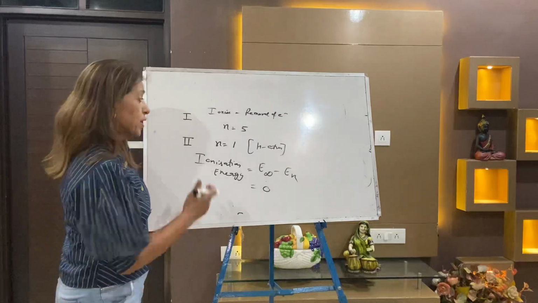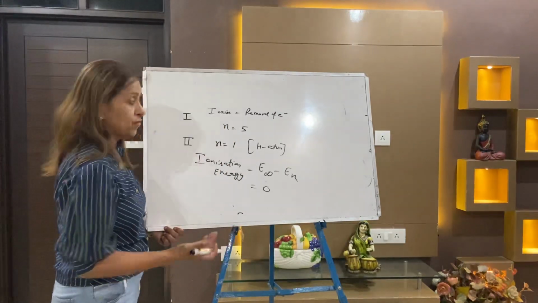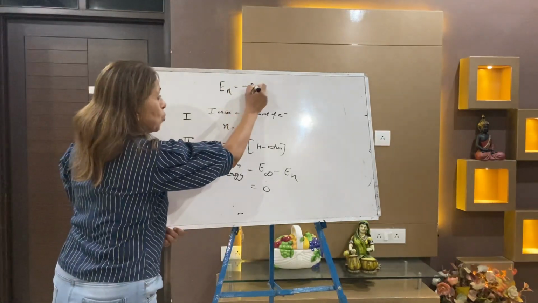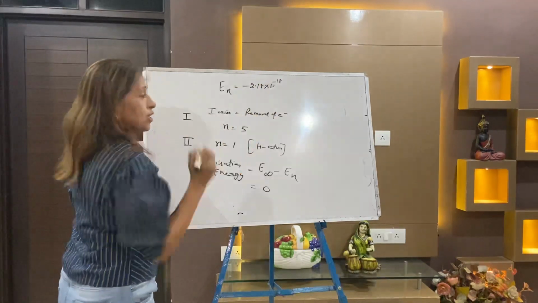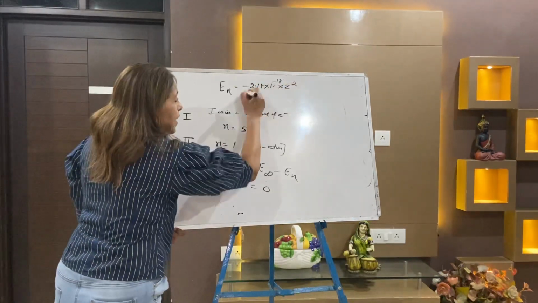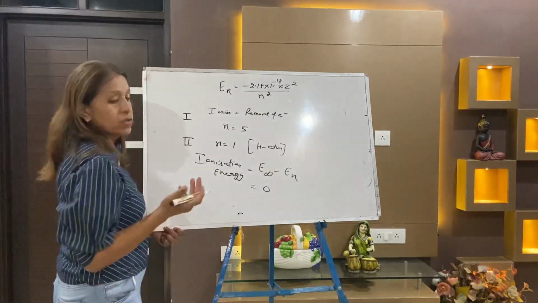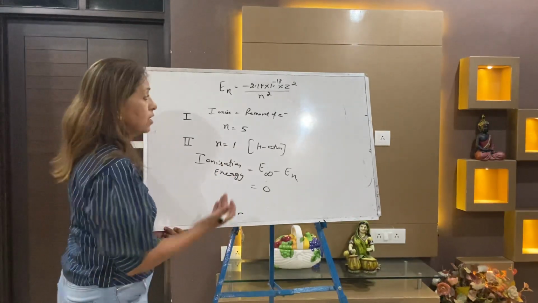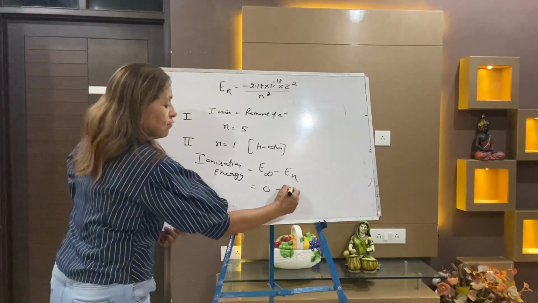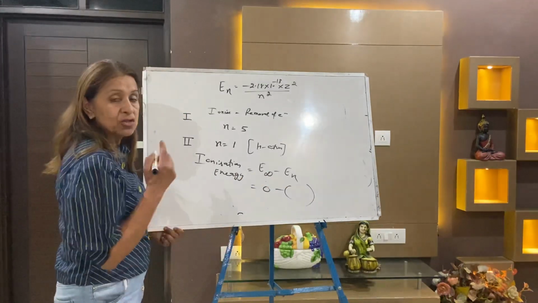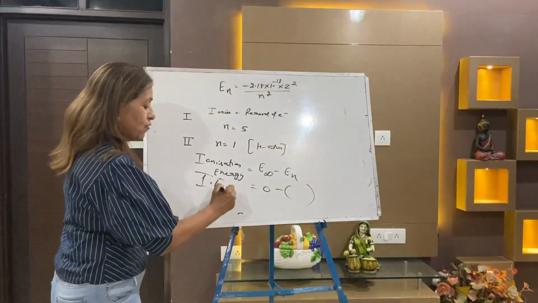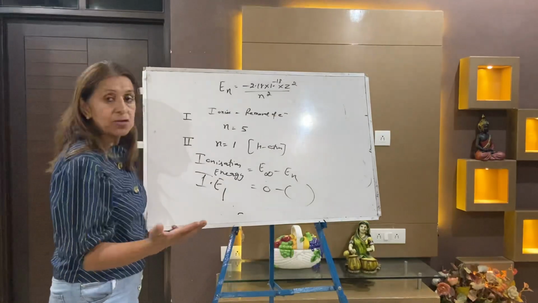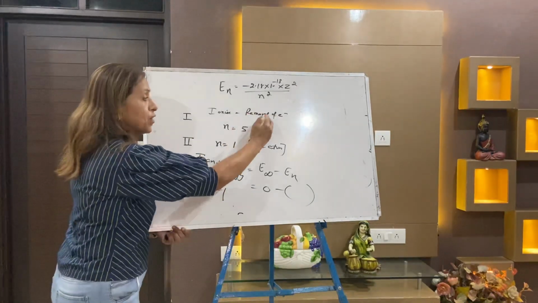And what is En? In the first case, n is 5. Do you know what En is? I told you in the last lecture. En is minus 2.18 into 10 to the power minus 18 into Z square by n square. So you apply it, because your numerical is related with the hydrogen atom. Your Z is 1 square, n is 5 square, you put in here, and whatever answer comes, that is the ionization energy; represent it as IE1. Again listen, the question is you have to compare the ionization energies, because what is ionization energy? It is the energy required to remove the electron.